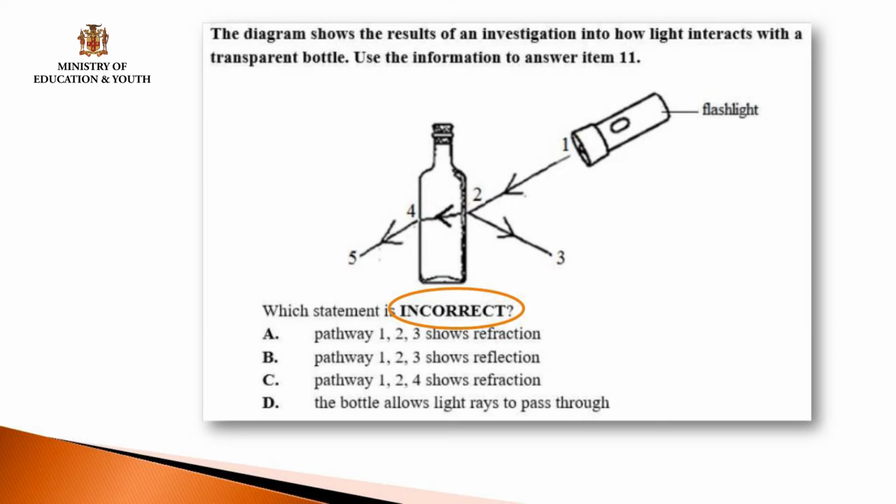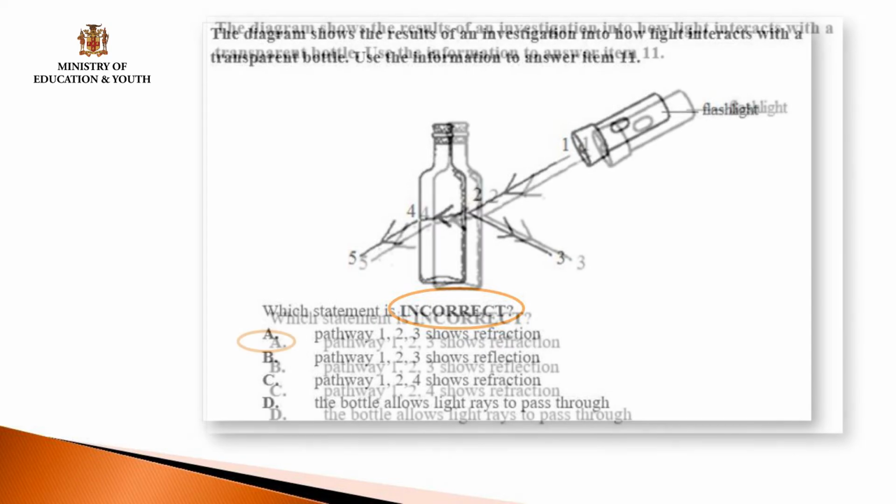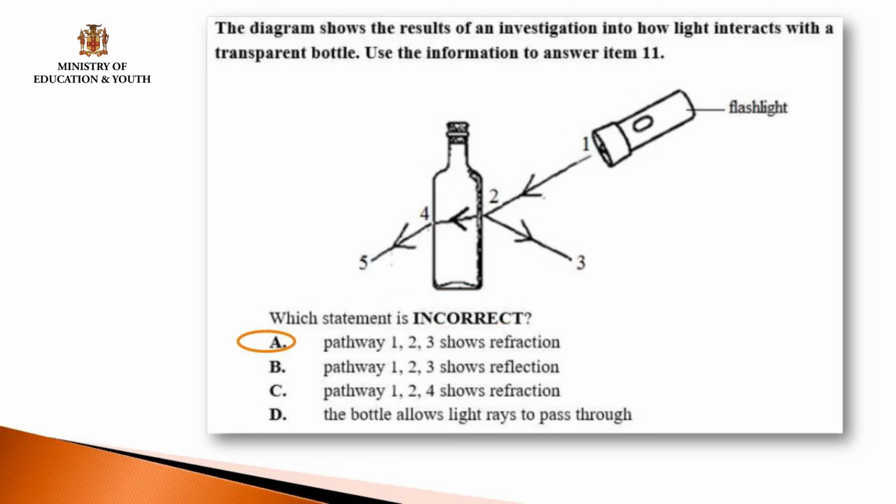Is it that the bottle allows light rays to pass through? Well, that is true, so it is not incorrect. Let's look at B. Pathway 1, 2, and 3 shows reflection. Is that correct? That is correct. So which statement then is incorrect? The answer then must be A, because A is suggesting that pathways 1, 2, and 3 shows refraction when we can clearly see that it actually shows reflection. So that would be our answer.